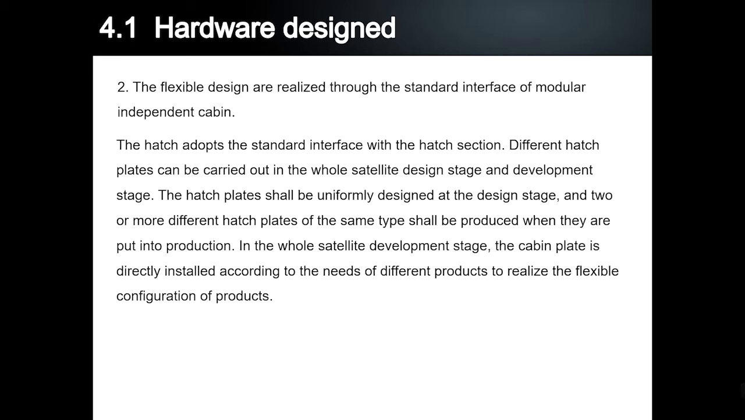The hatch plates shall be uniformly designed at the design stage, and 2 or more different hatch plates of the same type shall be produced when they are put into production. In the whole satellite development stage, the cabin plate is directly installed according to the needs of different products to realize the flexible configuration of products.